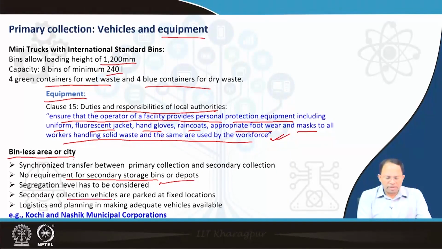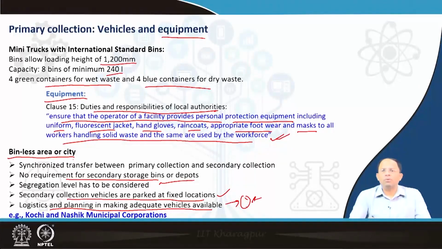Secondary collection vehicles are parked at fixed locations, so they are waiting, and logistics and planning in making adequate vehicles available is the biggest challenge. We have to have a lot of secondary vehicles available all the time, and we have to really plan when the garbage is going to come from primary collection, and what is the timing of the secondary vehicle to come over here. So all this logistic planning has to be done.